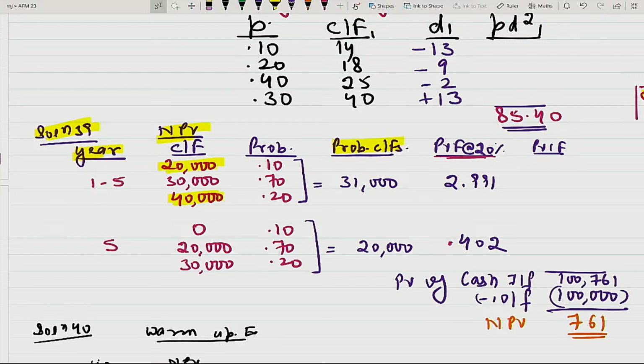Once you've done the first part, let me know. Question number 39 we are discussing. It's a scenario analysis we moved into.